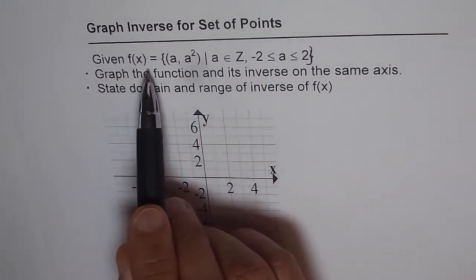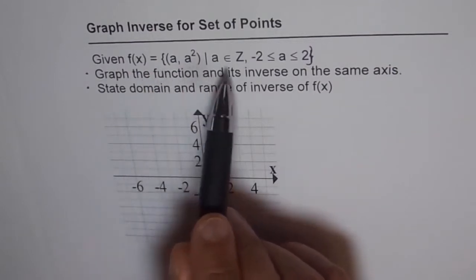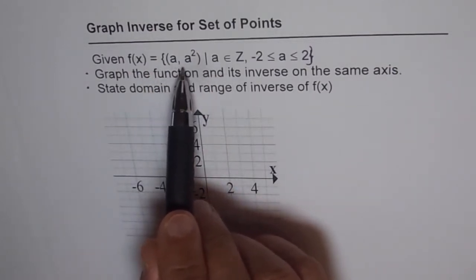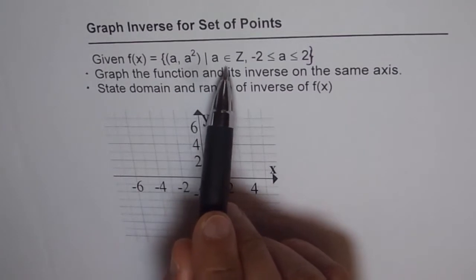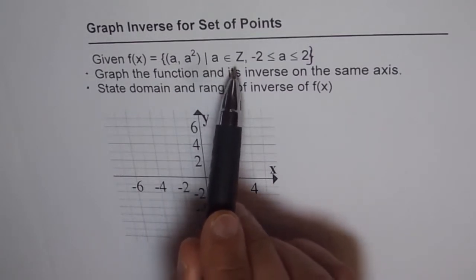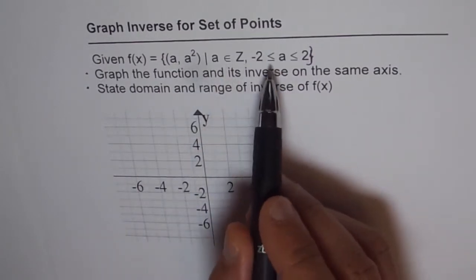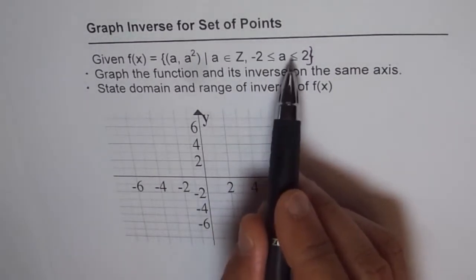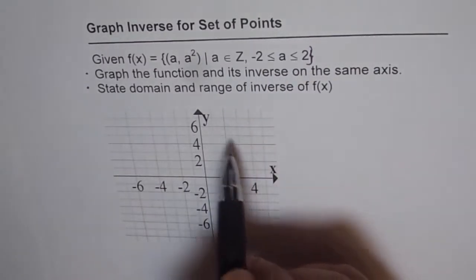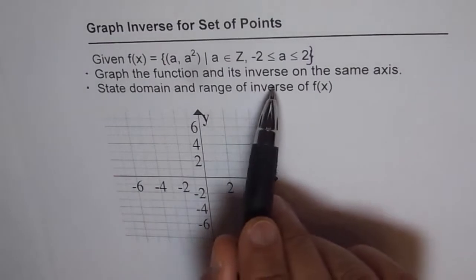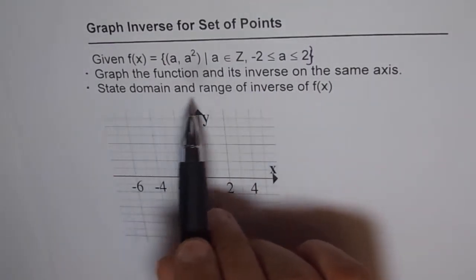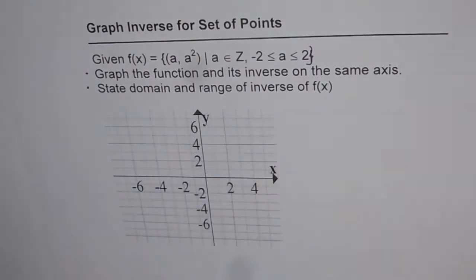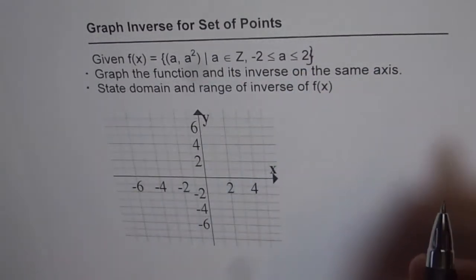Given f of x equals the set of (a, a squared) such that a belongs to the set of integers where a is greater than or equal to minus 2 but less than or equal to 2. You need to graph the function and its inverse on the same axis, and state the domain and range of the inverse of this function. Now what is this function given to us?